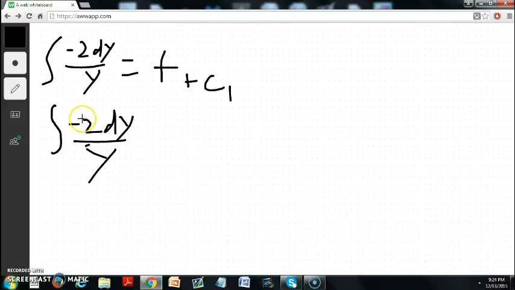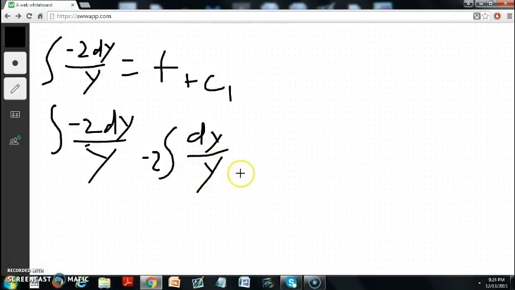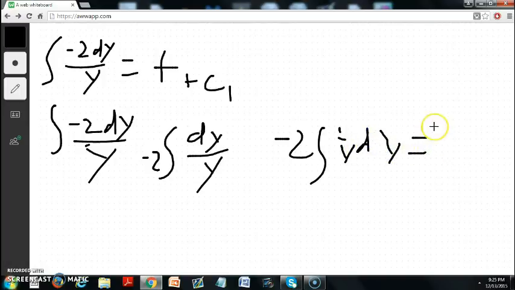So the first thing you'd want to do is to remove the constant. So you'll rewrite it as negative 2 times the integral of dy over y. Now, what I was talking about before is a pretty easy way to do this, which is the common integral. So you can rewrite this as negative 2 times the integral of 1 over y dy. And the reason you do that is because that is actually equal to the natural logarithm of y.